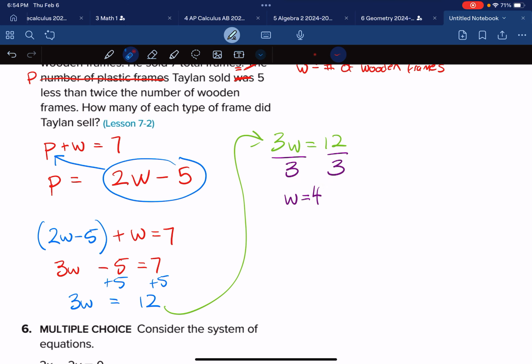So I need to either use this equation or this equation. This equation is harder to use for W because I have to do multiplication. This one is just adding and subtracting. So I kind of want to use that one. You could plug it into either one though. So let's go ahead and plug it into this one.